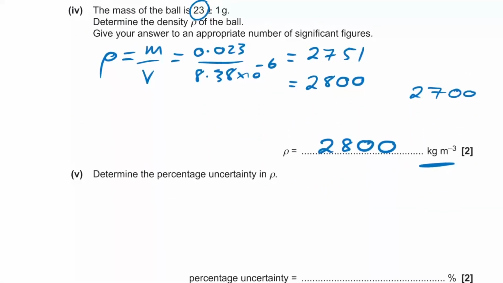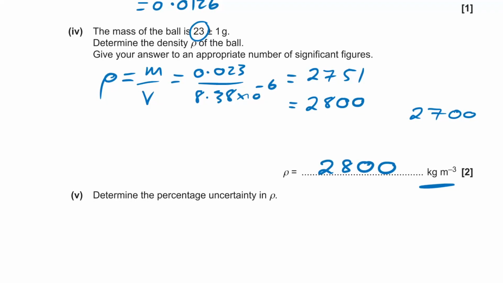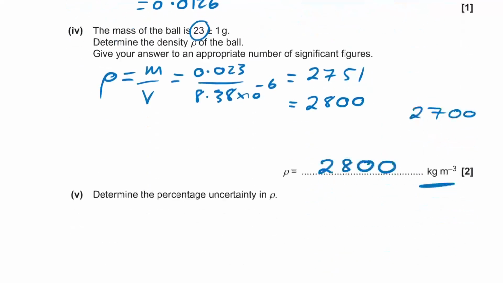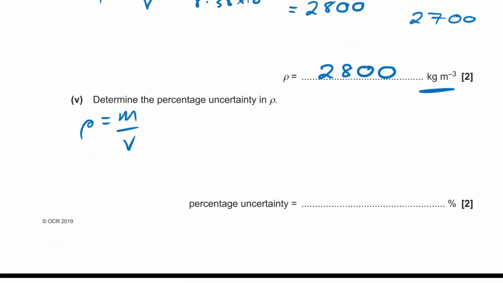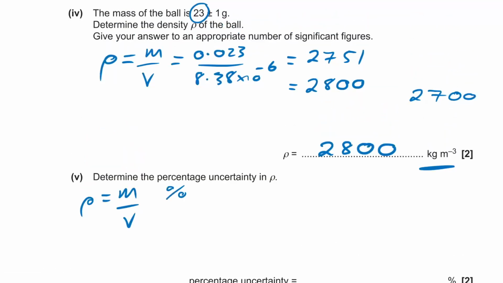Determine the percentage uncertainty in rho. Okay, so obviously we have density is equal to mass divided by volume. So what is the percentage uncertainty in each of these? Well, the percentage uncertainty in the mass is going to be that 1 divided by 23 times 100. That gives me 4.3%.